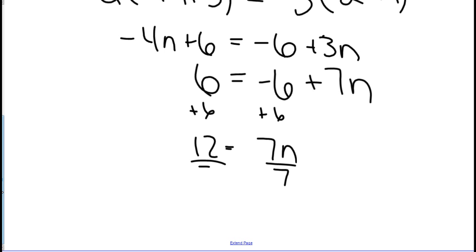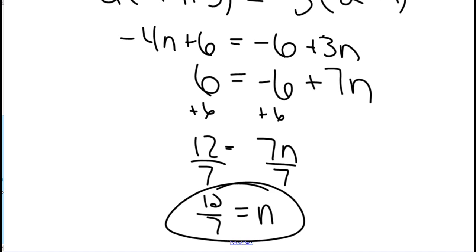Divide both sides by 7. So I get 12 over 7 equals n. And again, it's okay that we're getting crazy decimals and fractions and things like that. You don't have to worry about it because, again, we're dealing with exponents, and you don't get nice whole numbers all the time.